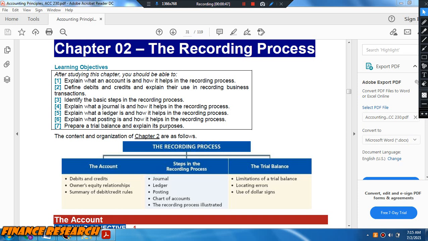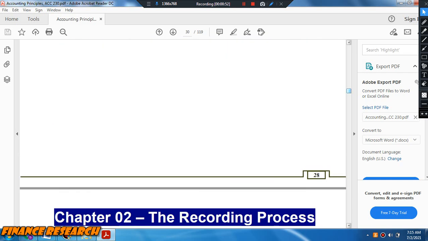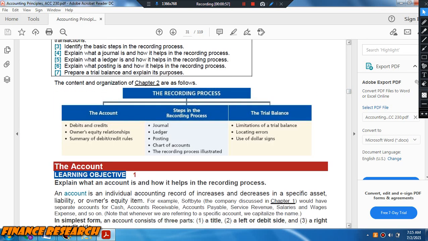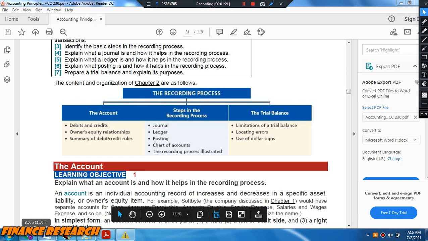So as you see in the diagram here, the recording process has the account, steps in the recording process, and the trial balance. But before we understand the recording process in the Principles of Accounting, about the accounts, the rules of debit and credit, journal, ledger, posting, chart of accounts and the trial balance, let me quickly revise what we have studied so far in the last week.